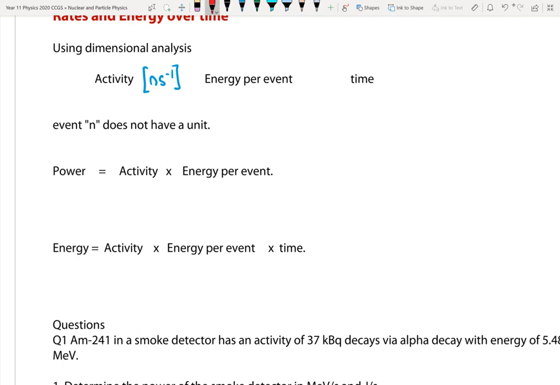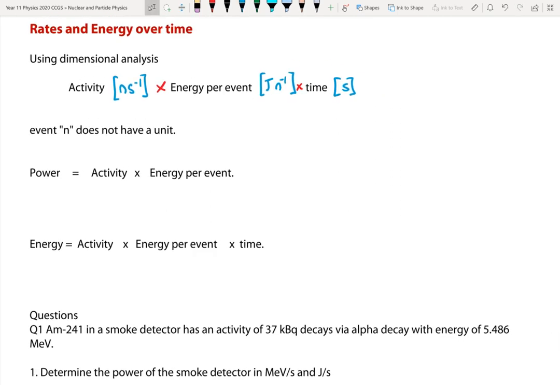Now, if we multiplied that by energy per event, now there's a couple of ways we could do it. We could have joules per second, or we could have MeV per second. Remember, we've got 2 units of energy, and you need to be able to convert between the two. Then if we then multiplied it by time, which is always in seconds, wait a second, energy per event, that's not the right dimensional analysis. Try again. What should it be? It should be joules per N. Sorry about that. Let's see what we get.